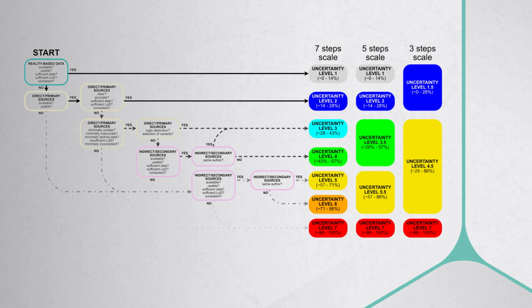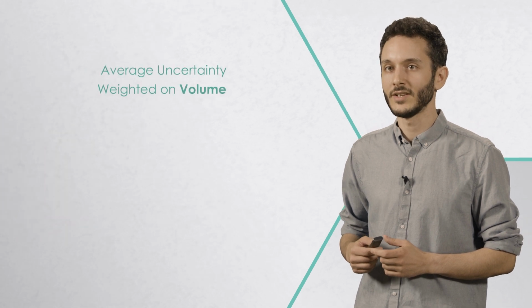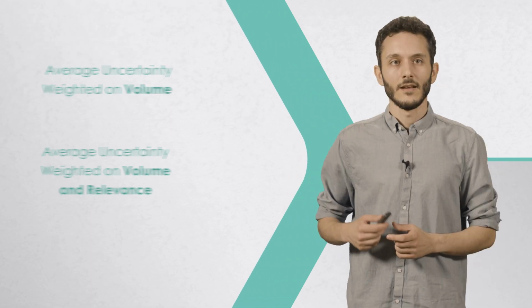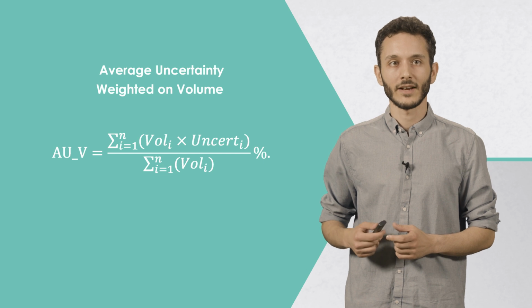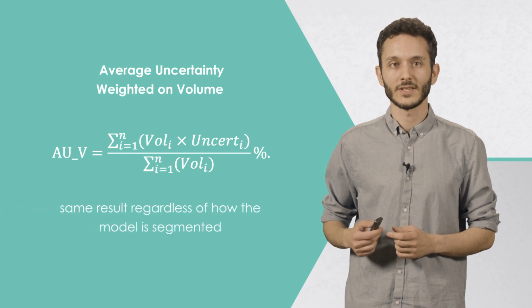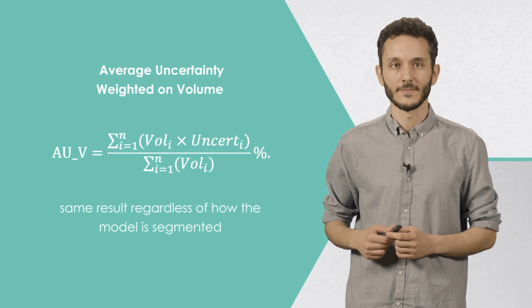A numerical value from 1 to 7 and a percentage range of uncertainty have been assigned to each level. These values are useful for calculating the overall average uncertainty, for example, through the 2 formulas of average uncertainty weighted on the volume and average uncertainty weighted on the volume and relevance. The first formula is intended to be user-independent. For this reason, a weighting factor with the volume of architectural elements has been added. This mathematical expedient allows operators to obtain the same result regardless of how the model is segmented, when the same uncertainty is assigned to the part.